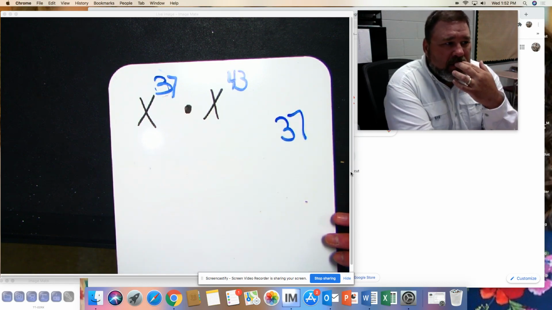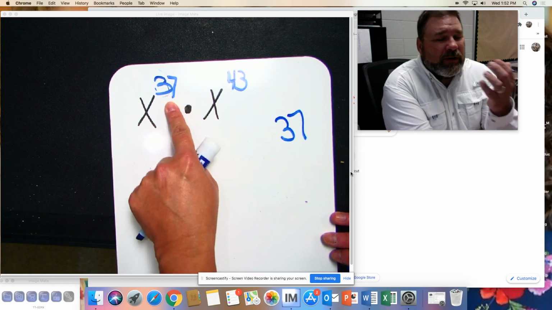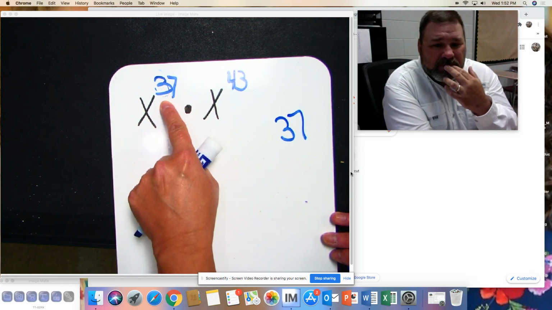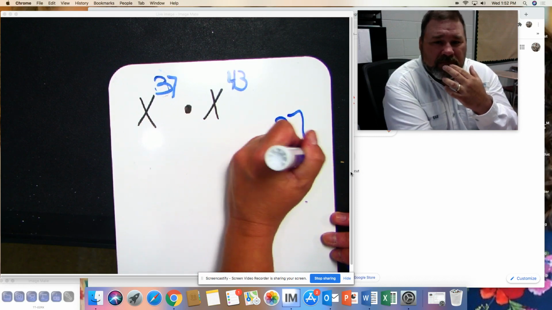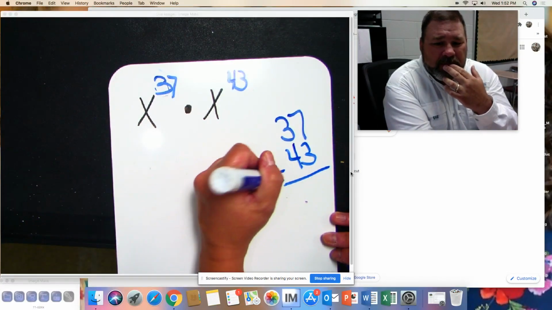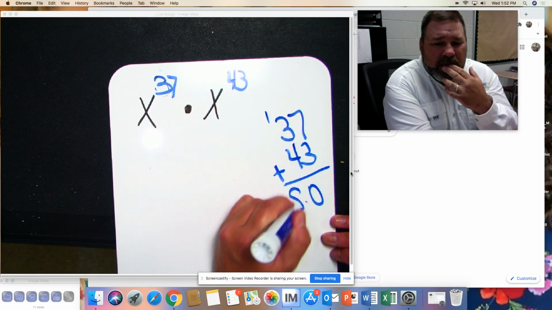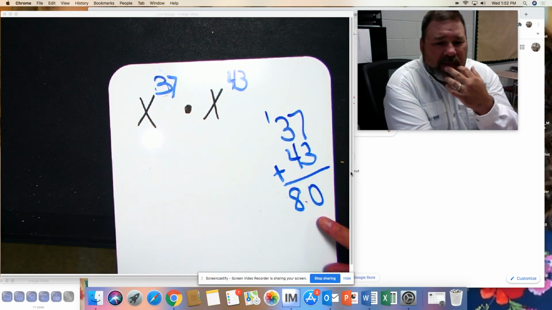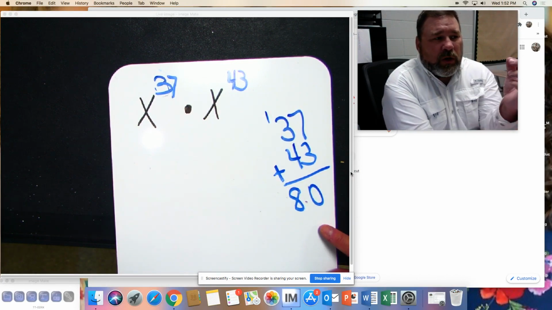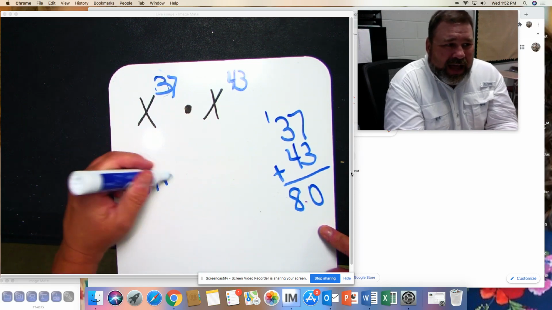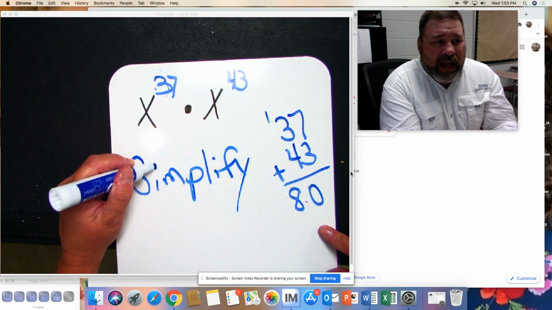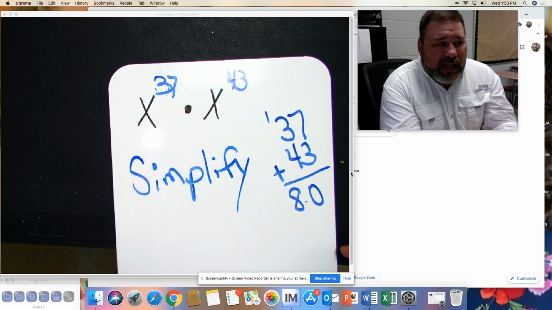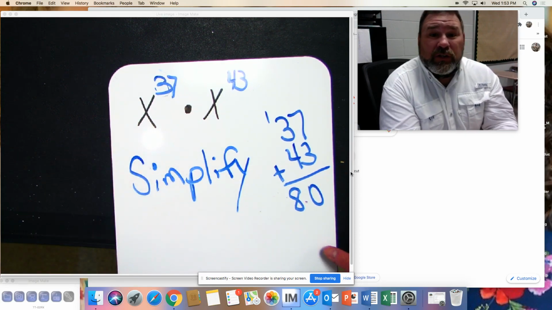And that's what the shortcut is. That's what we can do here. So you can do 37 x's being repeatedly multiplied, 43 x's being repeatedly multiplied. And when you add them up, you would have got 80 x's. You would have had it written on your paper. So what you're saying to me, Miss Powell, is if I have 2 terms multiplied, if they have like bases, I can just add the exponents. Yes. That's a great shortcut.